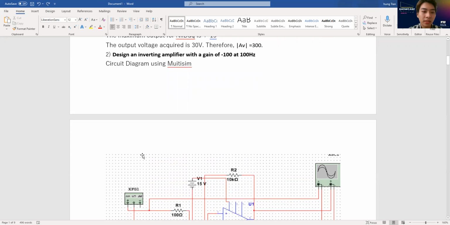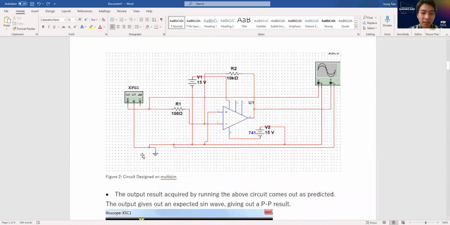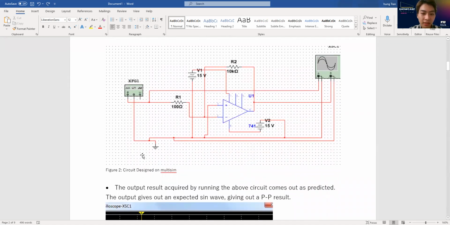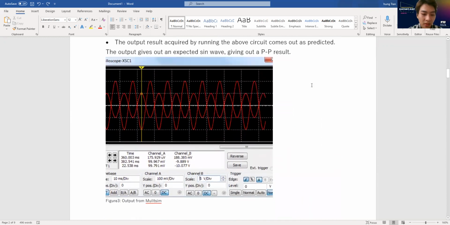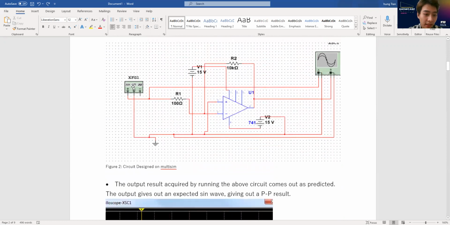So go to question 2: design an inverting amplifier with a gain of negative 100 at 100 Hz. Circuit diagram using Multisim. This is the Multisim circuit created using the op amp connected to the voltage 1, the R1, the voltage 2, the R2, and with the oscilloscope and the XFG1.